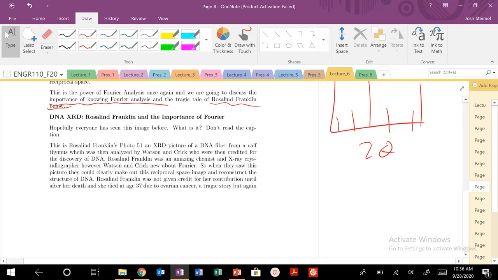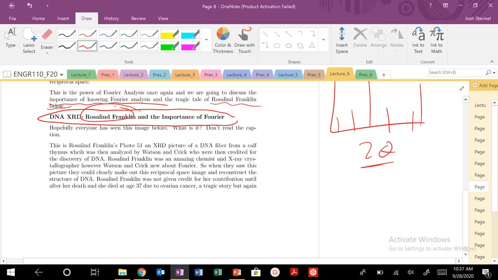We're going to talk about DNA XRD, Rosalind Franklin, and the importance of Fourier transforms. So we've been talking previously about XRD and analysis and how we could look at this as a reciprocal space idea. So today we're going to talk about the story of Rosalind Franklin, which is a little bit sad, and the importance of knowing Fourier analysis.